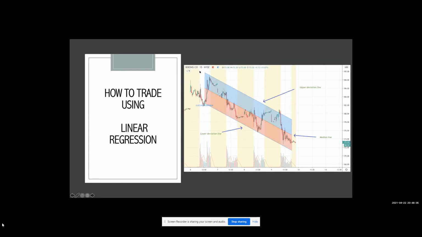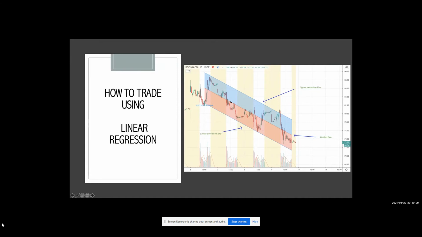So this is a 4-day downtrend, and I drew my linear regression. On the bottom of my linear regression, you're going to see a lower deviation line. On the top of linear regression is called the upper deviation line. And then in the middle is the median line. So that's the average, right? Anyway, I drew this linear regression by starting at the top of where the trend started to the bottom of where the trend ends.